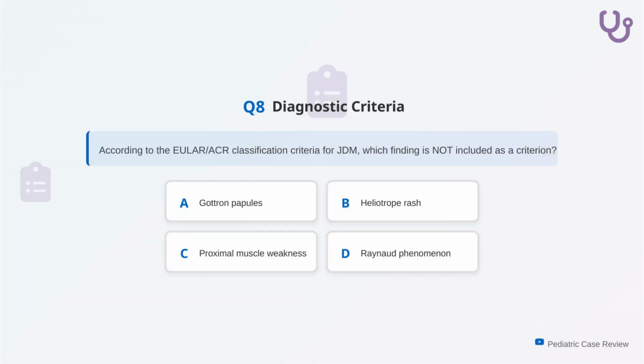According to the European League Against Rheumatism and American College of Rheumatology classification criteria for juvenile dermatomyositis, which finding is not included as a criterion?